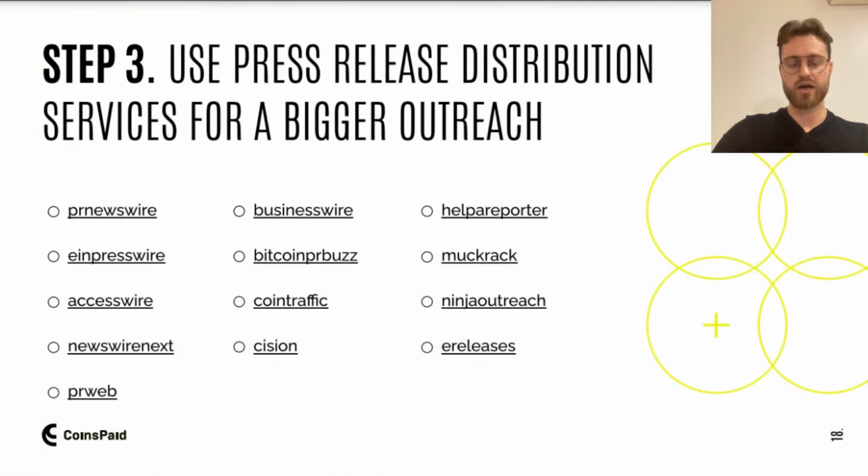To lower this cost, I would recommend using Iron Press Wire. Here you will find a $495 price plan, which includes 10 press releases. And previously, I told you about coming up with 5, 10 different ideas and publishing them weekly. So Iron Press Wire will cover the publishing of all your articles and will do it actually 10 times cheaper than PR Newswire.